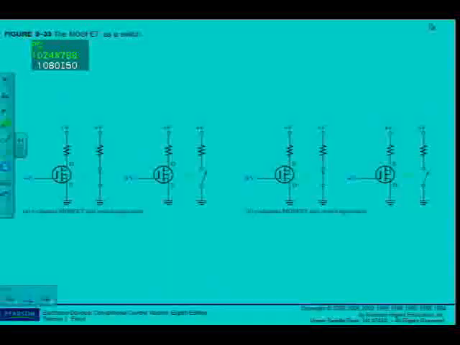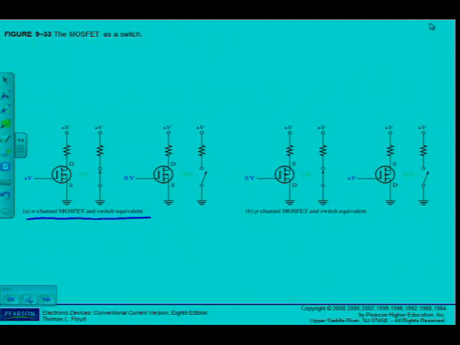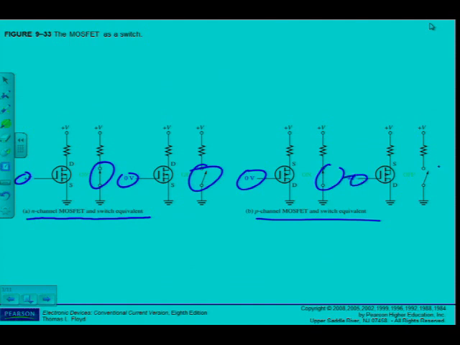As we can see here in figure 9.33, N-channel and the switch equivalent. You can see positive voltage on the gate acts like a closed switch, 0 voltage on the gate acts like an open switch, N-channel. Of course, the P-channel is the other way around: 0 is a closed switch, positive voltage on the gate acts like an open switch. Please take note of that on page 460. All right, that was the ideal switch.